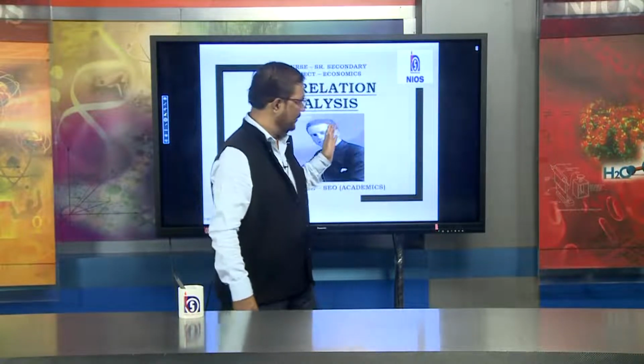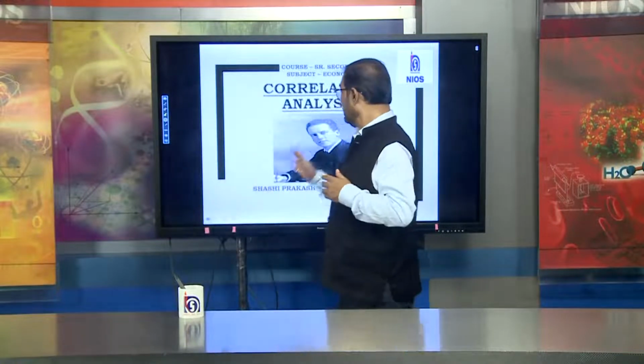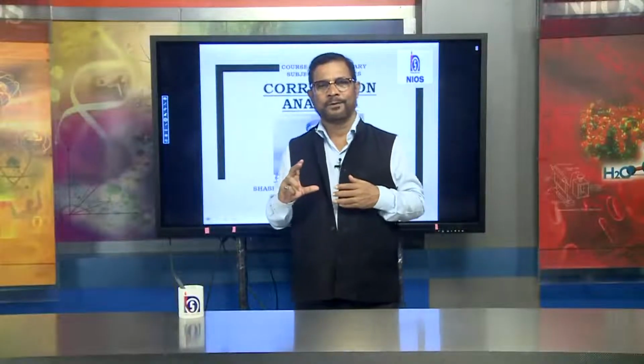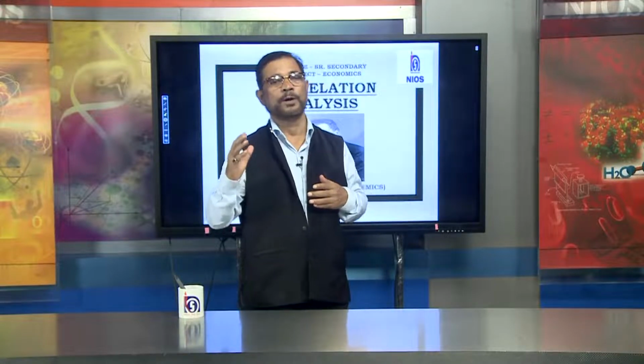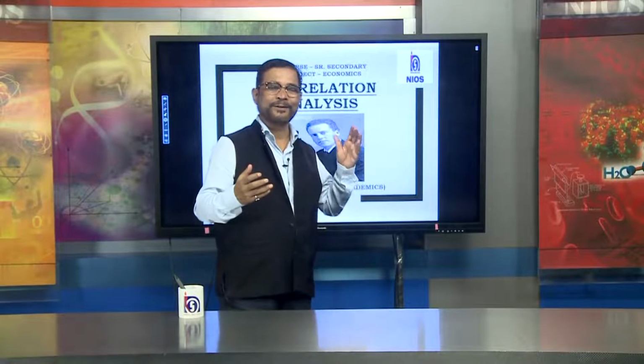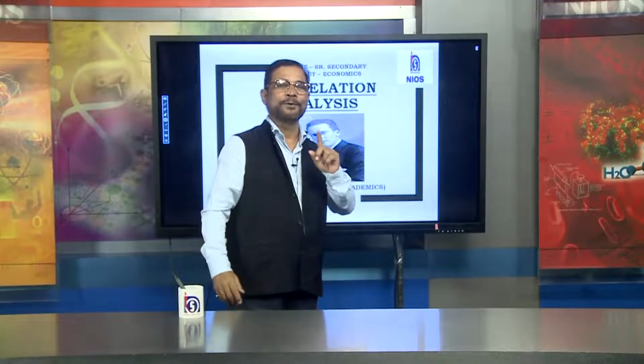You see over here the title slide and the picture. The person is known as Pearson, who made a lot of efforts to make the comparative study between two and more variables, two and more observations. That is why it is sometimes known by another name, the Pearson coefficient of correlation.